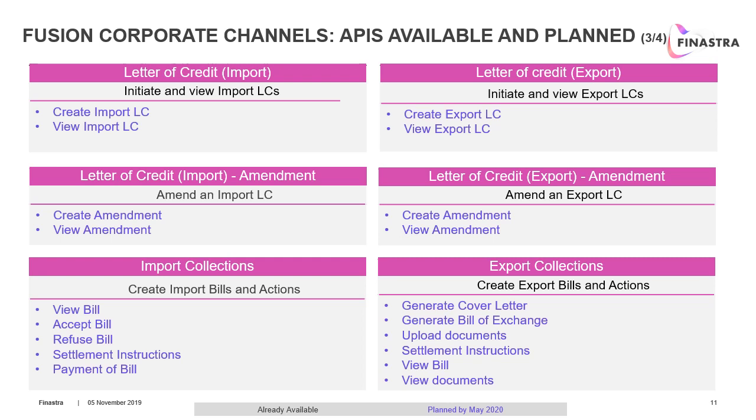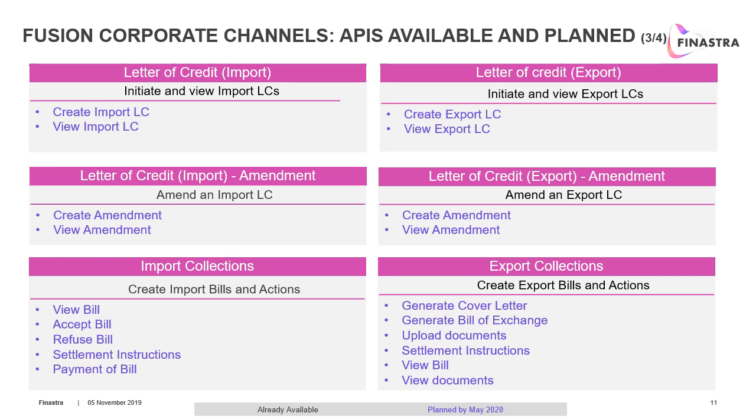Again, the corporates using these APIs can request for creation of a new letter of credit. Once created, they can also inquire about the LC by fetching its details using these APIs. Then there is another action which is on the amendment on both instruments.